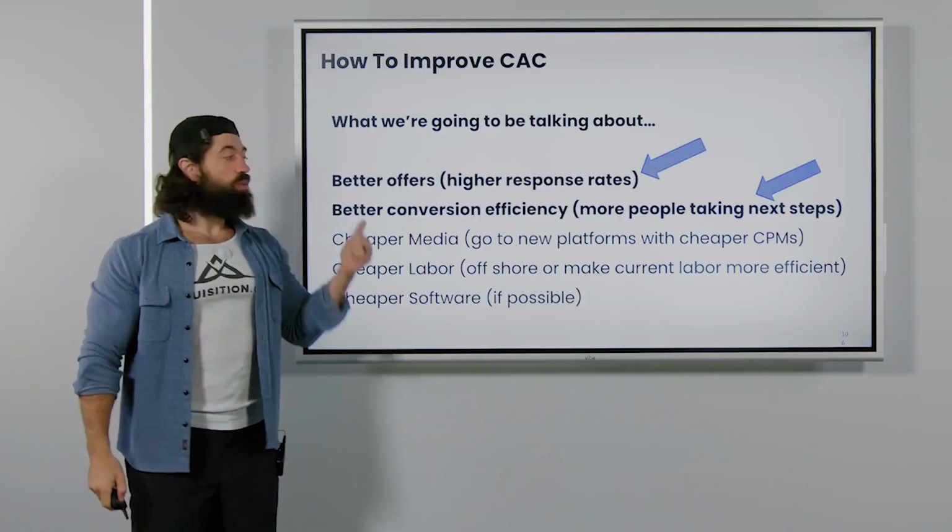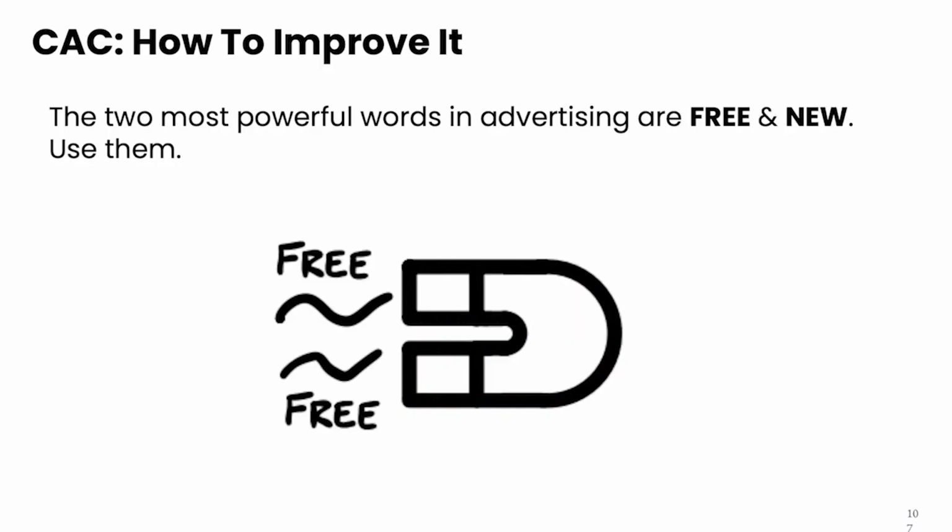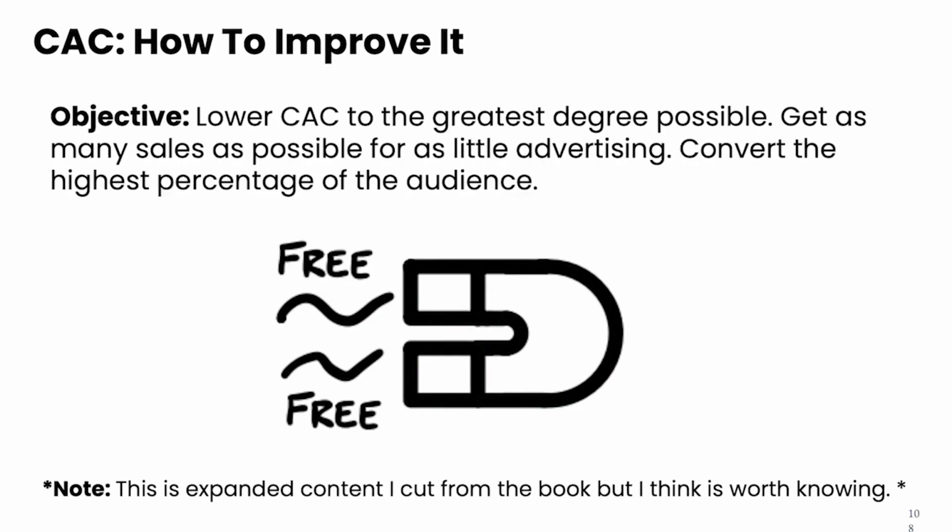All right. So we talk about these two primarily for this book. The two most powerful words in advertising are free and new. Use them. And so for us, if our objective is to lower CAC to the greatest degree possible, we want to get as many sales as possible for as little advertising dollars as possible. And so that means we want to convert the highest percentage of our audience. And note that this is expanded content from the book that I just think is worth knowing.